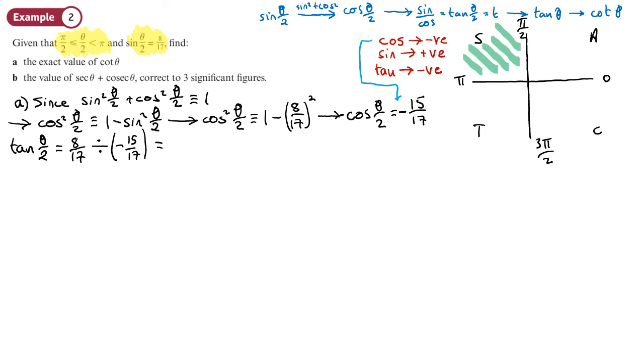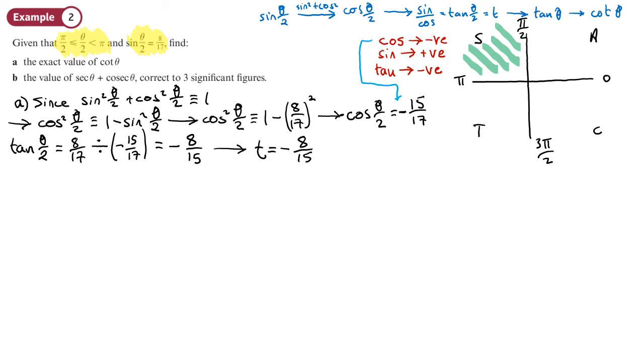So we'll work this out and see what we get for that. 8 over 17 divided by negative 15 over 17, and we get negative 8 over 15. So minus 8 over 15. Now tan theta over 2 is t. So t equals negative 8 over 15.